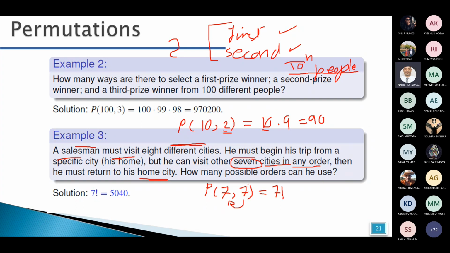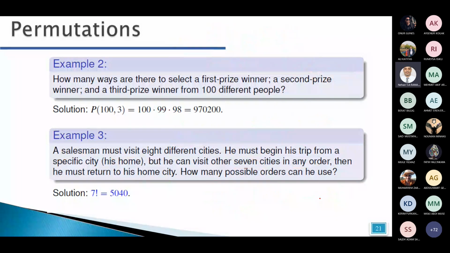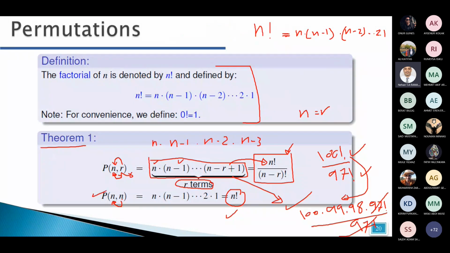So if you have r equal to n, then it's n factorial, the answer. So it's 7 factorial, which is 5040, depending on this rule. Actually, this rule comes from this rule. So you have n terms here, so it's n factorial.